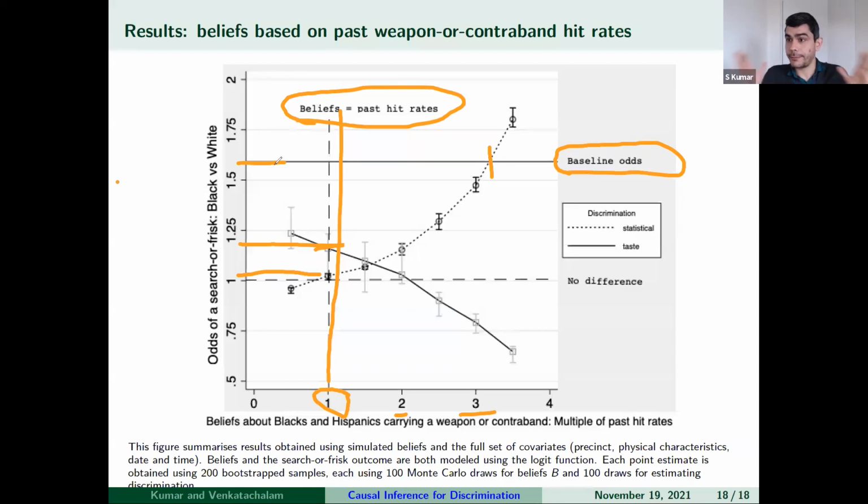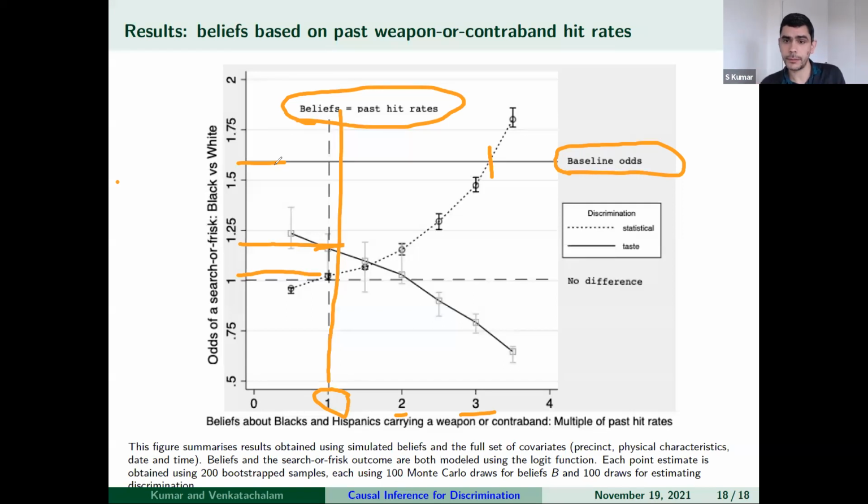Now, of course, these are bounds, and the idea here really is to do a bounds-based exercise. Yes, we know precinct is going to explain a lot, but let's do a thought experiment. If the difference is fully explained by suspicions, how bad or how adverse must those suspicions be in order for observed differences to map onto statistical discrimination? And that's the answer which we're providing here.